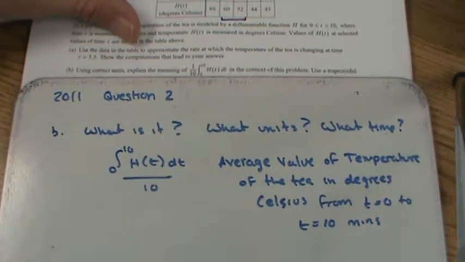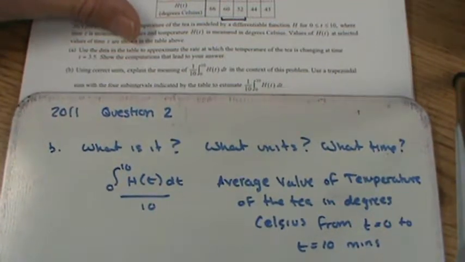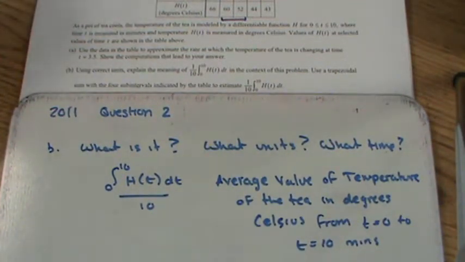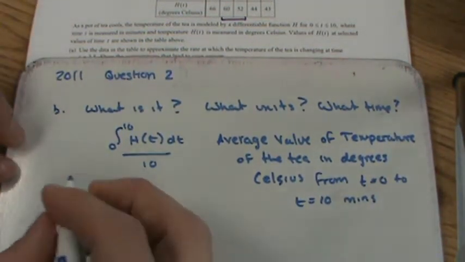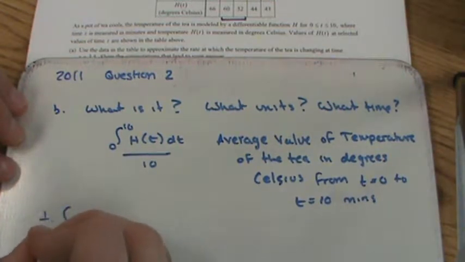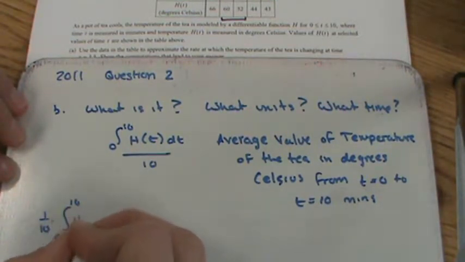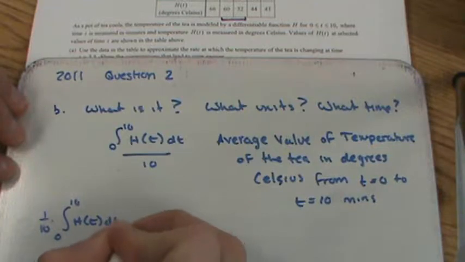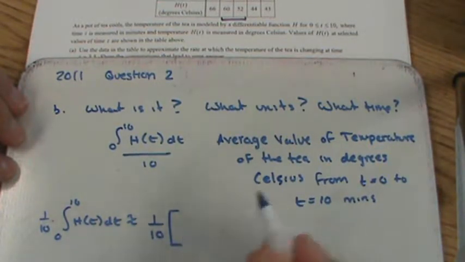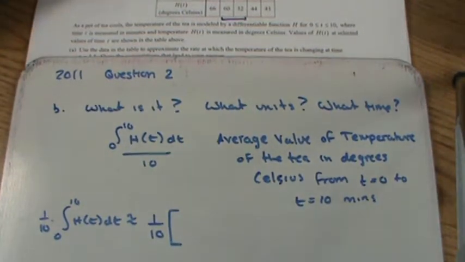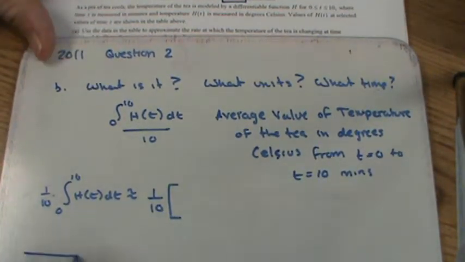Now what we have to do is figure out the approximation using trapezoidal sum. Okay, so we're going to use four intervals. Let me give us a little room here. All right, so we're going to do 1/10 integral of 0 to 10 h of t dt is going to be approximately. Don't forget the 1/10. And what we need to do is find the area of all those trapezoids. Now I always like to draw a quick picture.